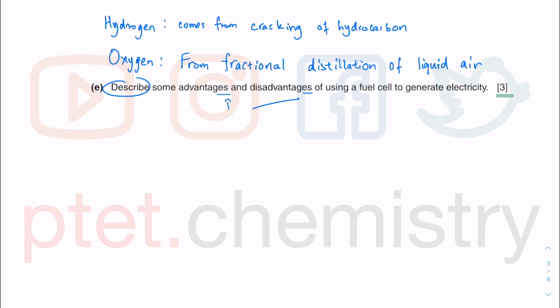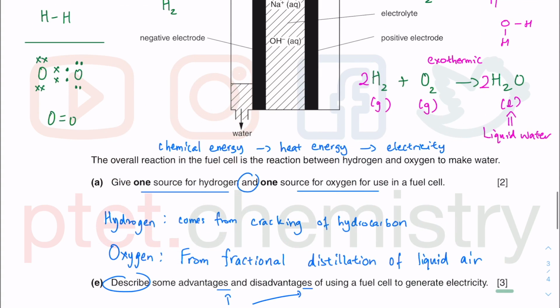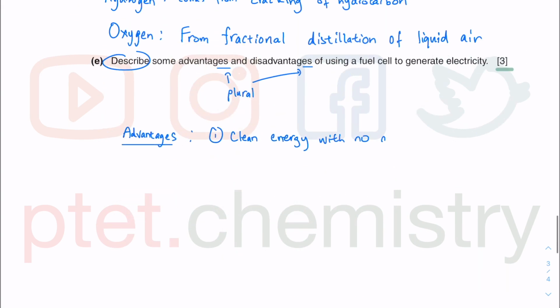These are plural. Plural means you must have more than 1. I'm going to list down 2 advantages and 2 disadvantages. In terms of the advantages, it's a clean energy, with no pollutant. Because it only produces water as the byproduct, there is no pollutant being produced when hydrogen and oxygen react. So clean energy with no air pollutants being formed. It only produces water as hydrogen and oxygen react.